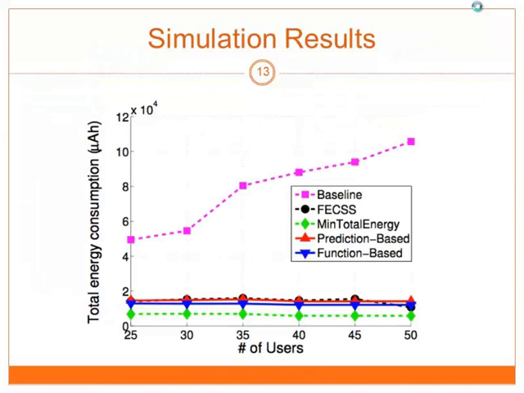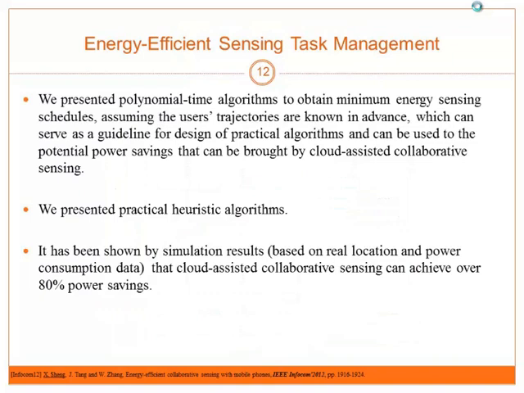Here's just one figure from our Infocom 2012 paper. Basically, this pink line shows the baseline solution. The y-axis is total energy consumption. The x-axis is the number of mobile users we have in the network. And the other three, actually four lines, correspond to our solution. As you can see, our cloud-assisted collaborative sensing solution can significantly reduce the total power consumption compared with the baseline without the collaboration among all those mobile users. And as I mentioned before, on average, we can achieve more than 80% power savings.